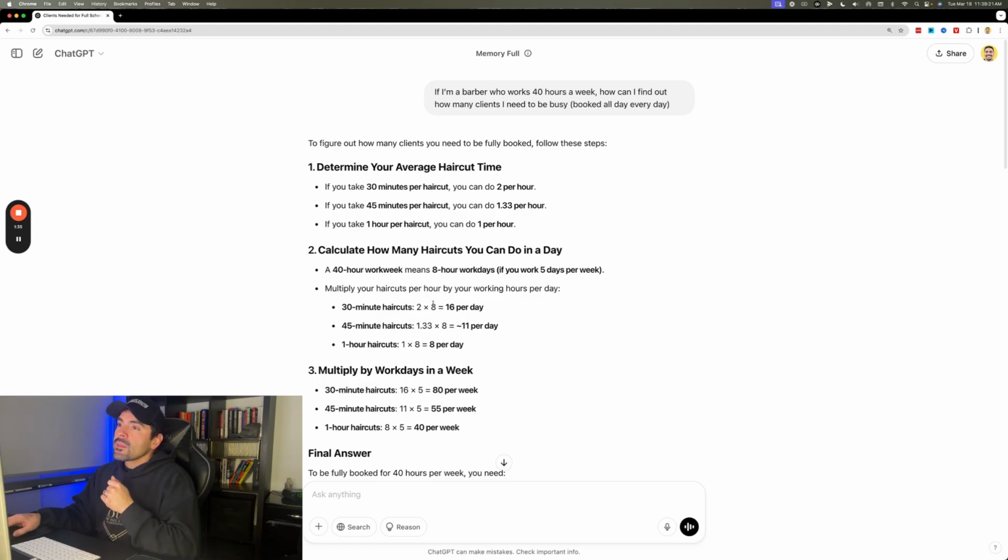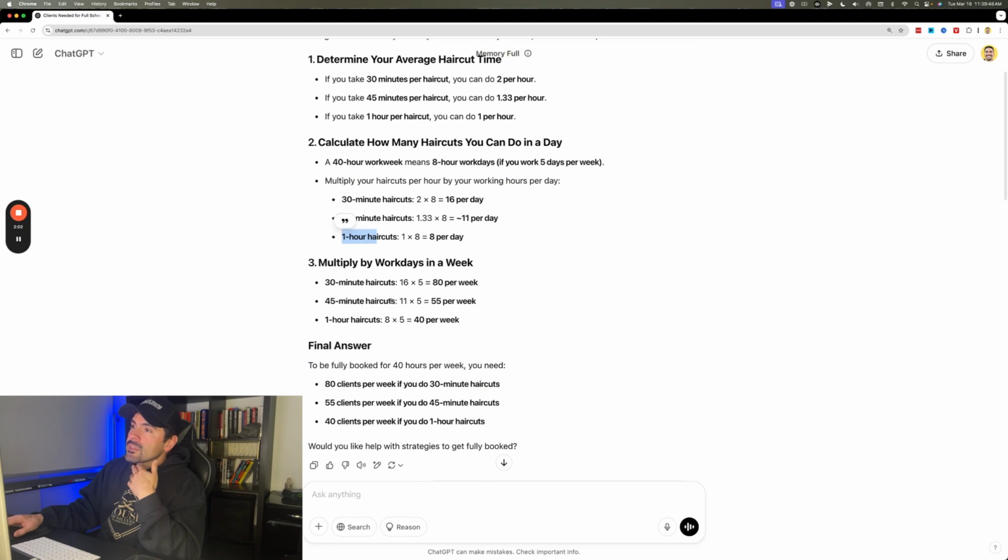So if you're doing 30-minute haircuts, naturally, you can see a lot more people throughout the day. So in 8 hours, you can see 2 people per hour, and so that's 16 per day. Whereas if it's 45-minute haircuts, you can see at a max about 11 per day. And then if it's an hour, you can only see 1 person per hour. So you're gonna be limited at 8, right?